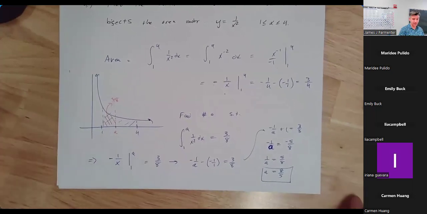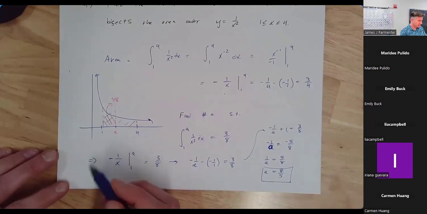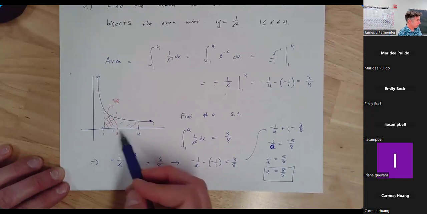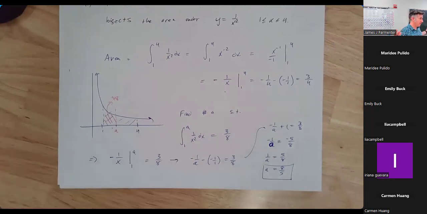He did it a slightly different way in the solutions. He set it up by saying the integral from 1 to a is equal to the integral from a to 4, and then found them both and set them equal to each other and solved for a that way. To me, that seems more algebraically complex than doing it this way. This might feel like a little bit more work. I don't really think it is. So this is the way I would do a problem like this, and I think it's easier to do it this way.